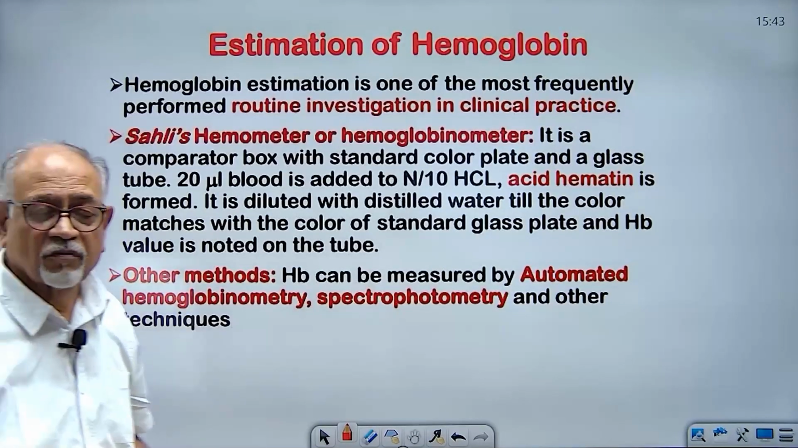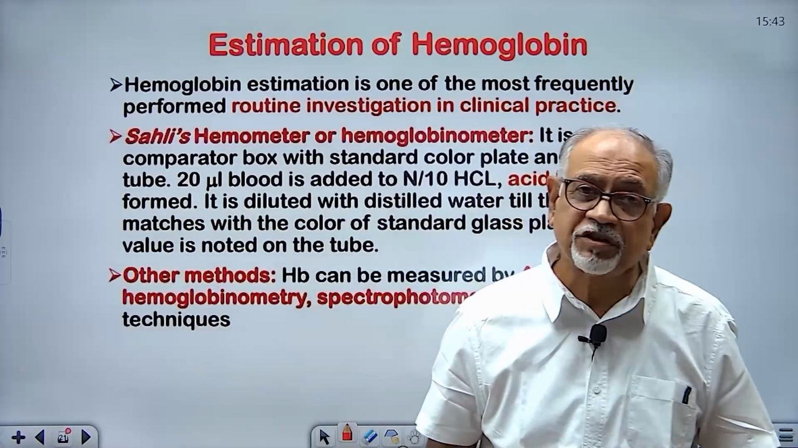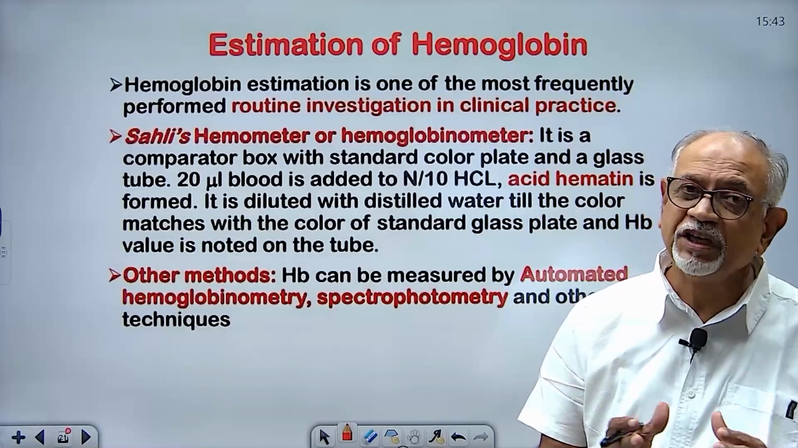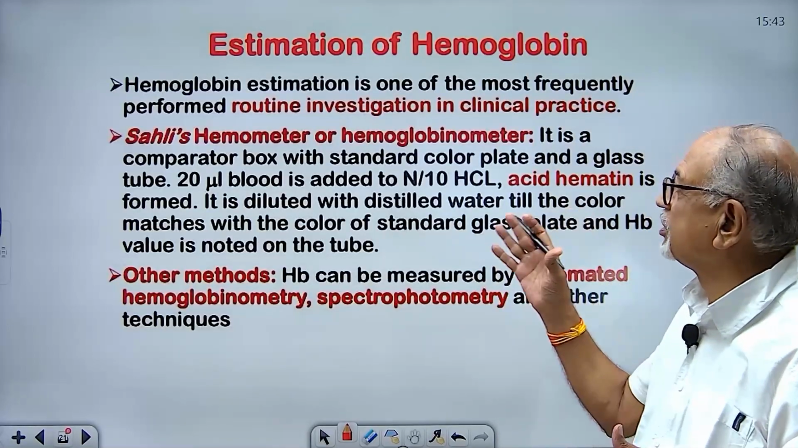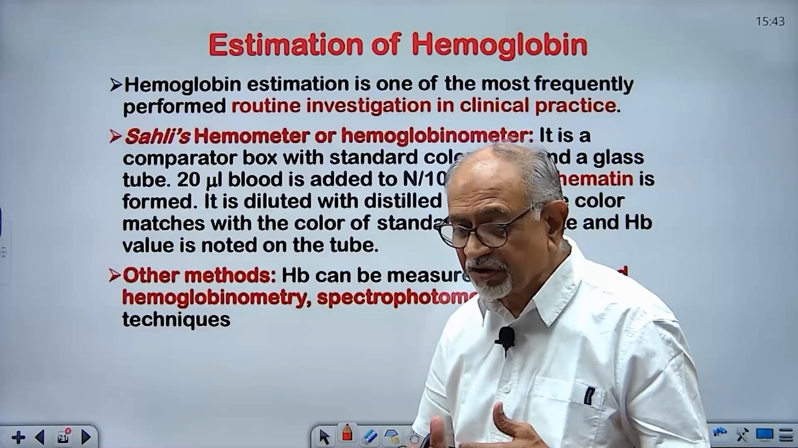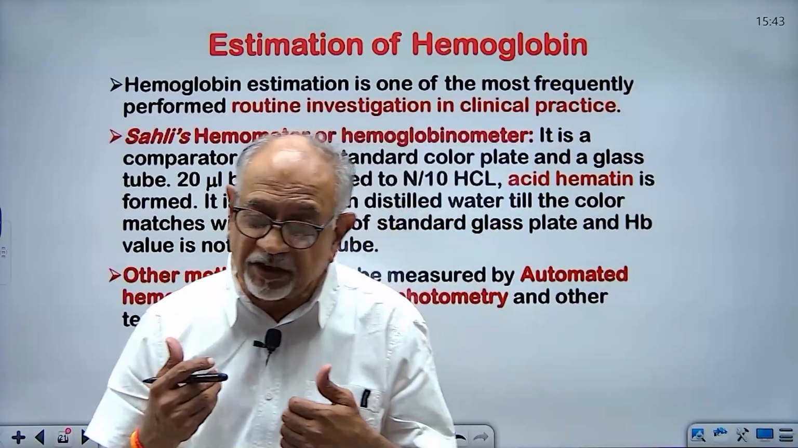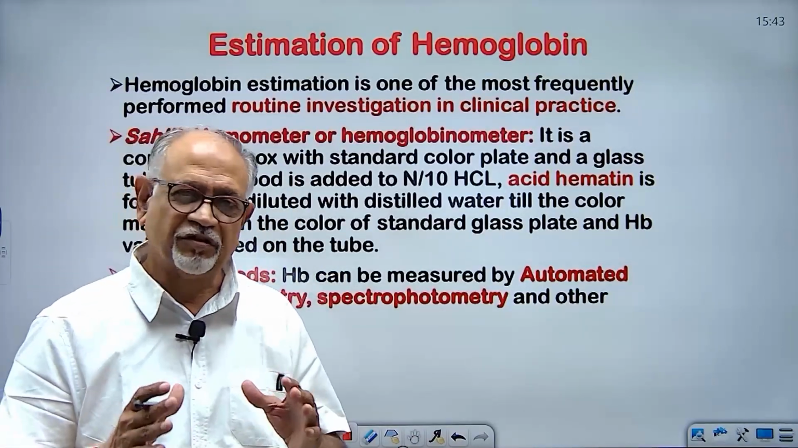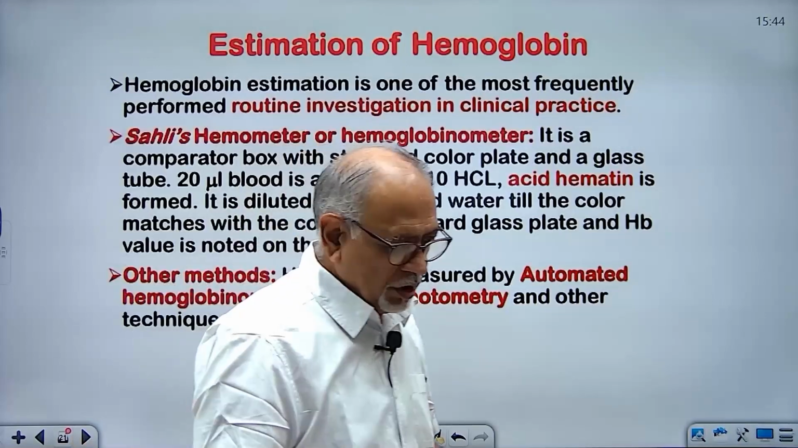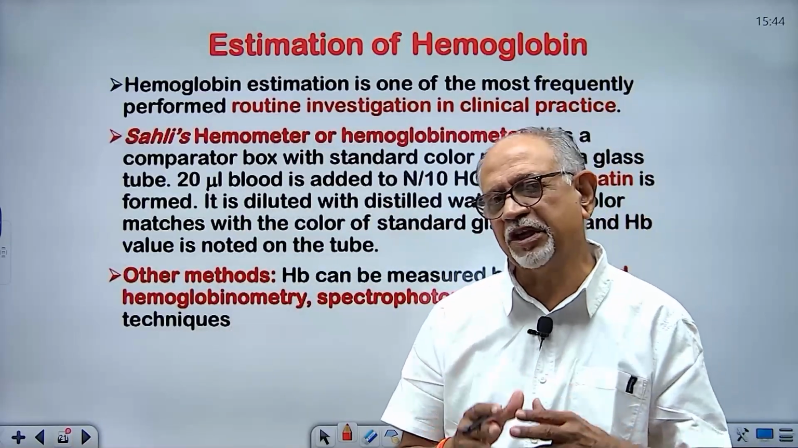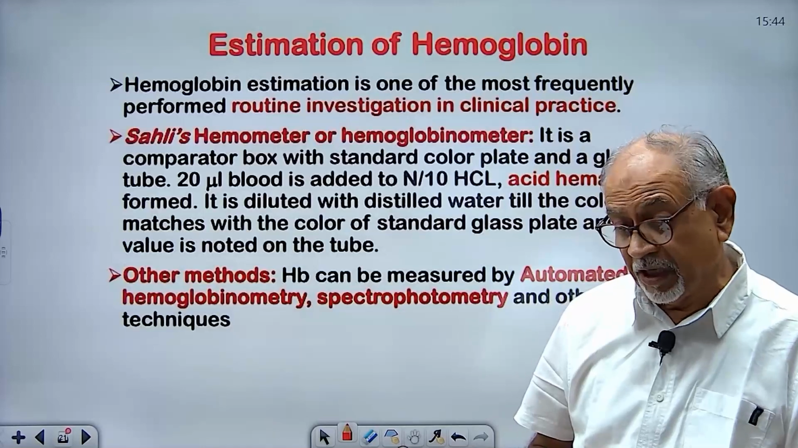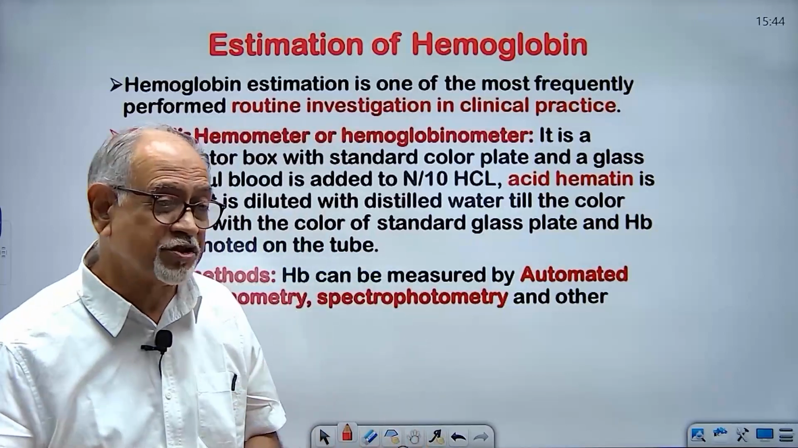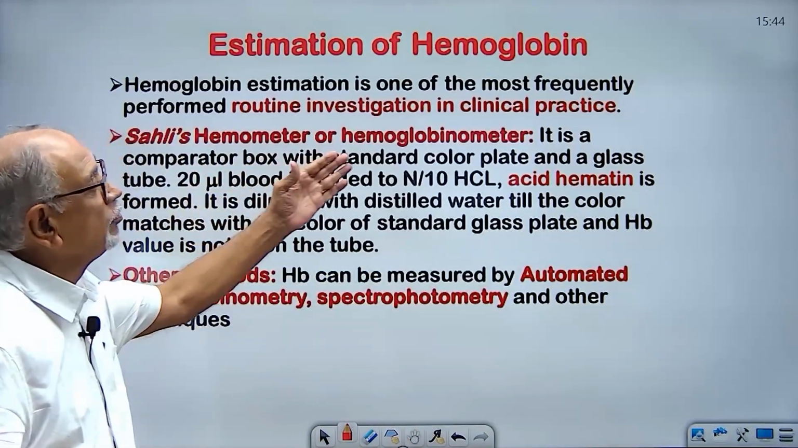Now, estimation of hemoglobin. You know, estimation of hemoglobin is one of the basic priorities of medical examination. During routine investigation, when the blood is tested for various parameters, one of the very important parameters is the hemoglobin percentage. In routine, for estimation of hemoglobin percentage, an equipment is used which is called Sahli's hemometer or hemoglobinometer.